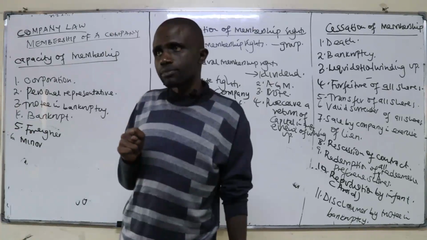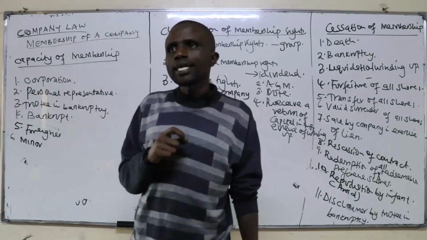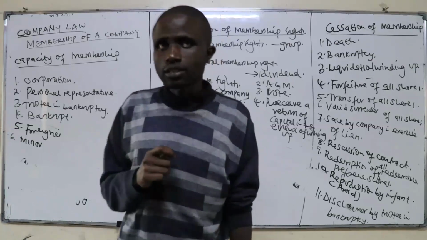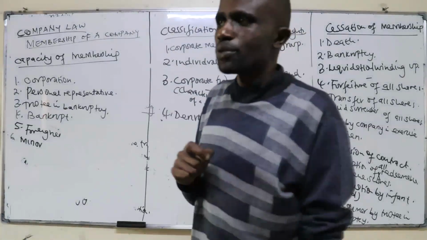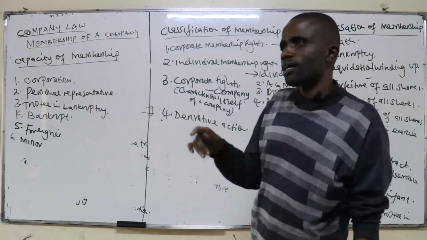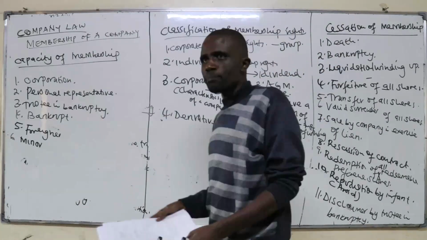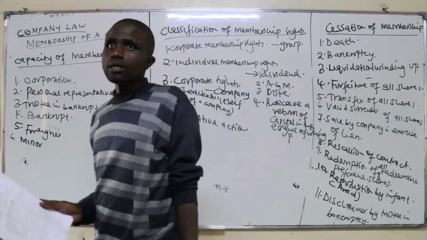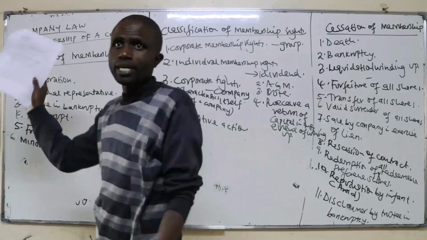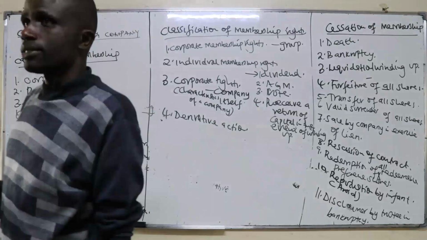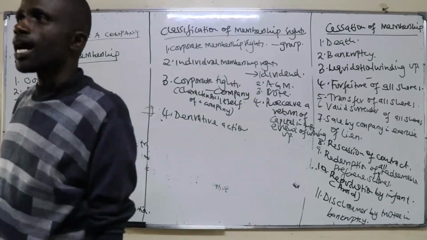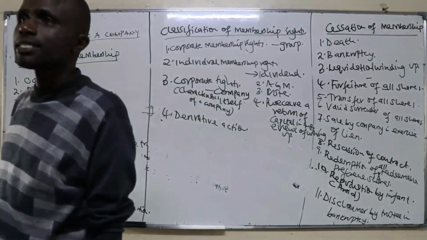Are you together? Now, the company exercises its rights through the elected directors. Because the company has no legs to go to court. There must be people who will go there, but suing on behalf of whom? The company. For example, Safaricom Limited: it is the directors who will go and file that case. So the company itself has the capacity to sue and be sued, and the proper plaintiff is the company itself.